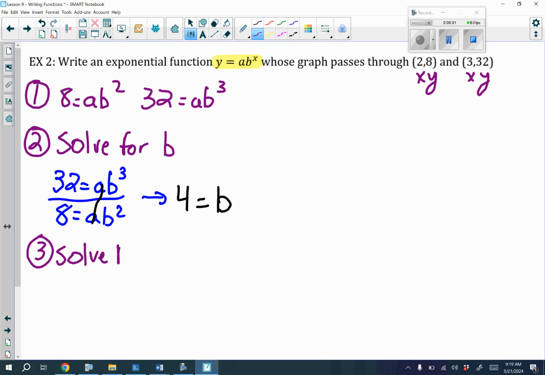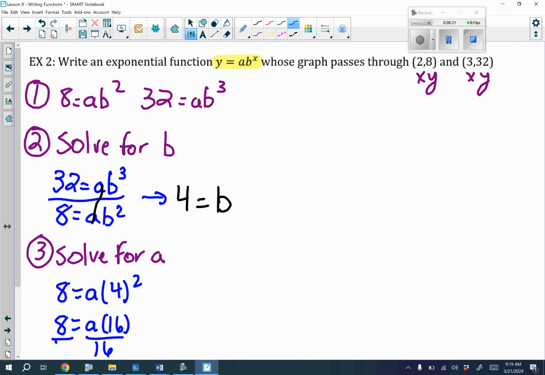Remember, how we solve for a is to plug in our b value into one of the two equations. I'm going to choose the easier of the two because that just makes it easier. So I'm going to have 8 equals a times 4 squared. So I evaluate that, and I get 8 equals a times 16. I'm going to divide everything by 16, and so my a is going to equal 1/2.